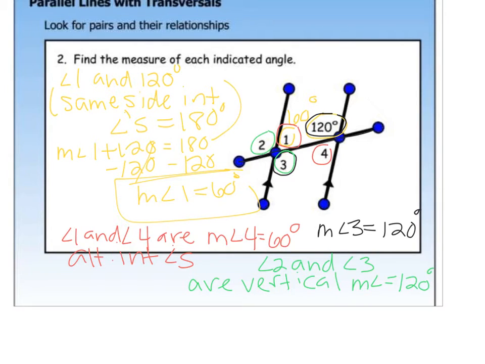So in summary, angle 2 is 120. Angle 3 is 120. Angle 4 is 60. Take a look. Aren't these angles that are a linear pair right next to each other? Isn't 120 plus 60 180? So that's how I know I did it correctly.